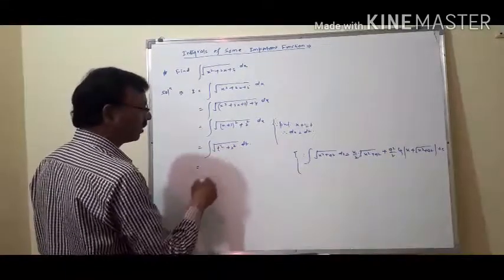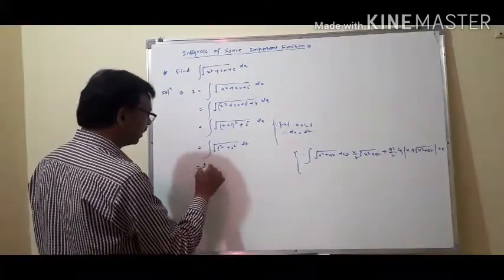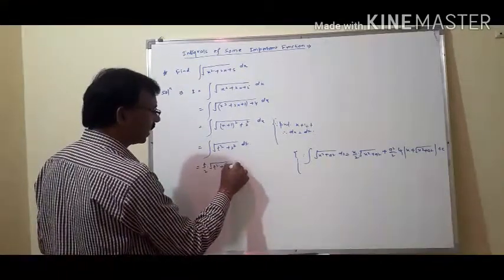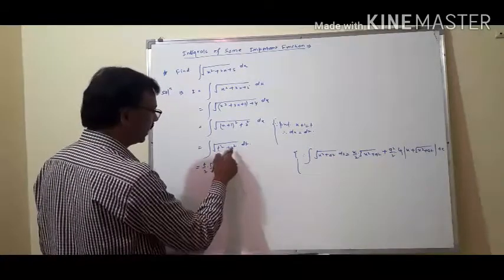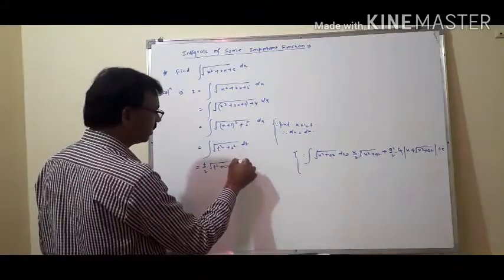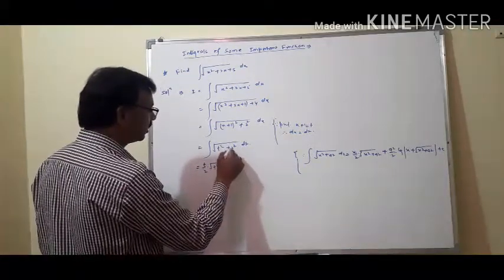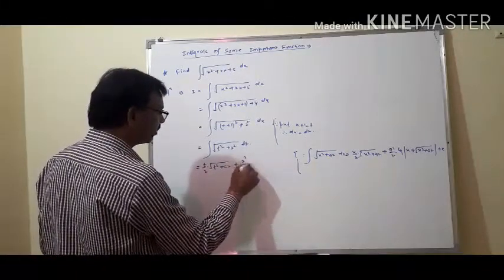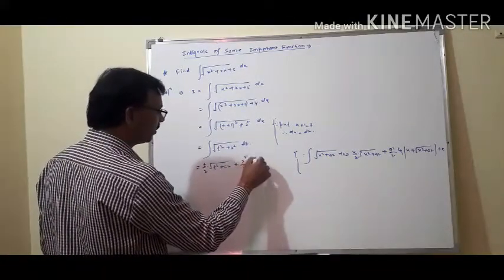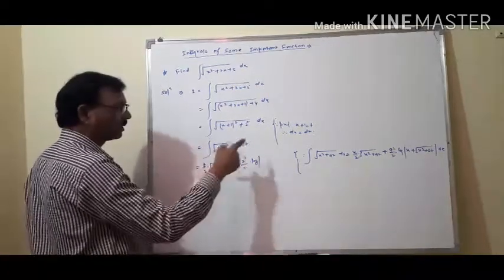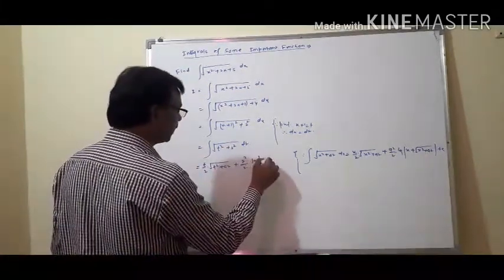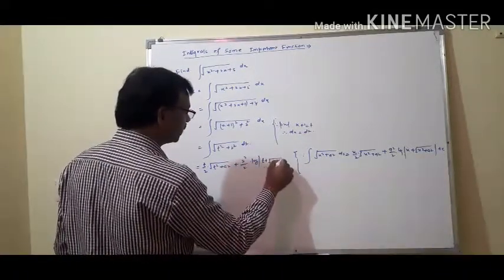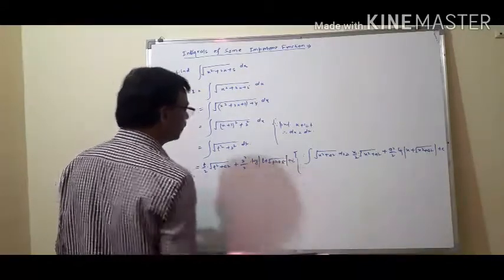Therefore this will be equal to t upon 2 into root under t square plus a square, plus a square upon 2. Here a is 2, so a square is 2 square, that means 2 square upon 2 into log of x plus root, where x means t, so t plus root under t square plus 2 square, plus c.